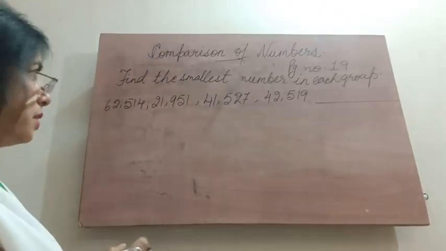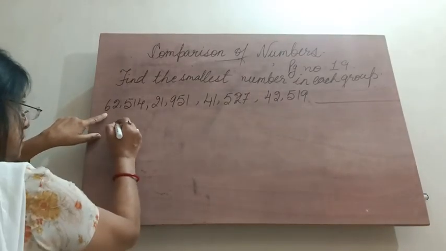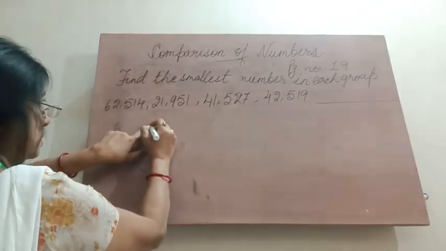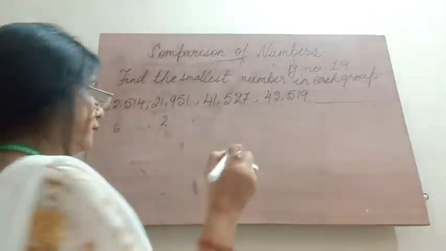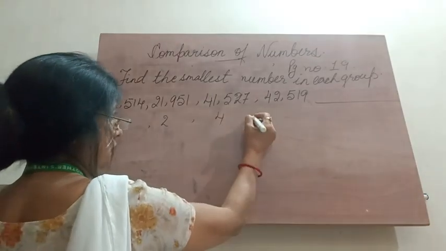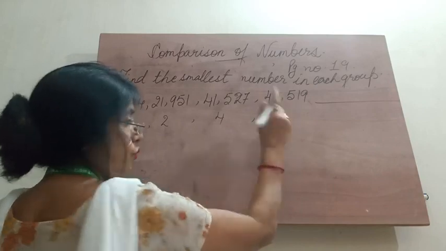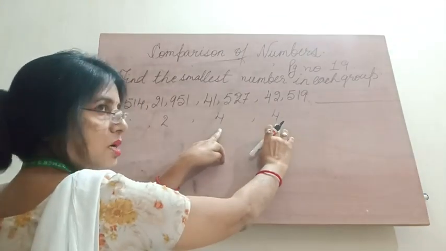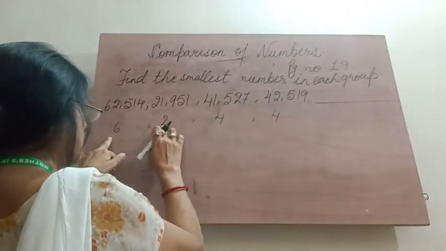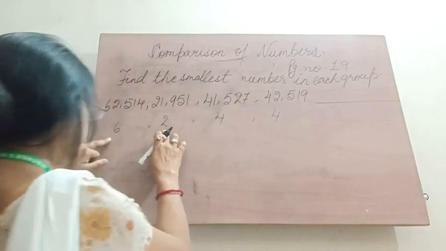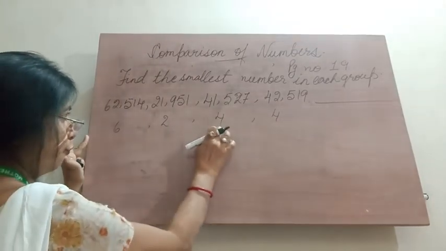Now start comparing the first digit. In the first number, the first digit is 6. In the second number, the first digit is 2. Third number, the first digit is 4. And of course, in the last number also, the first digit is 4. What did I tell you? Both the numbers are the same. And here 6 and 2 are the different numbers. So first of all we have to compare 6 to 4.